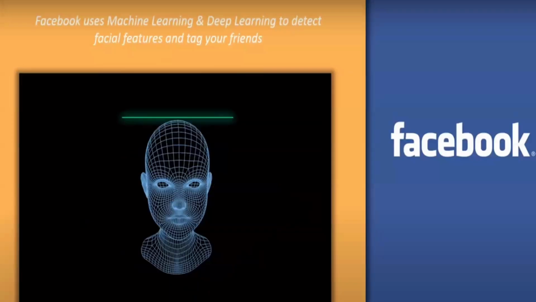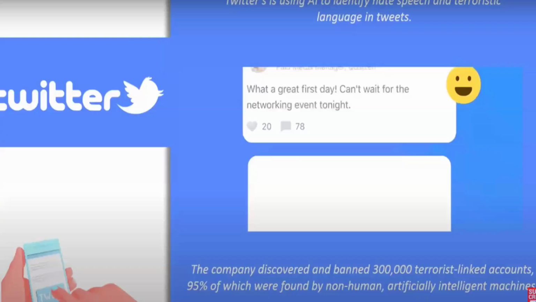And in Facebook also, suppose you upload a photograph and tag the name of that person, next time you upload that photo, it will automatically identify. Facebook uses machine learning and deep learning to detect facial features and tag your friends. Even they use the concepts of artificial intelligence. So these are the daily-life places where you are seeing artificial intelligence, but you are unable to identify that the concept of AI is there. Many companies are using artificial intelligence. Knowingly or unknowingly, you use it, but you will not be able to identify where the AI is exactly.